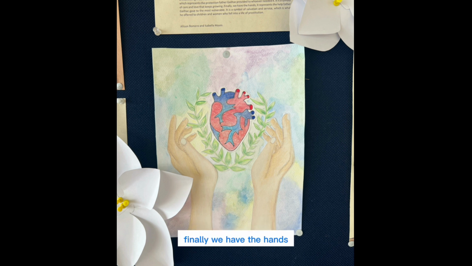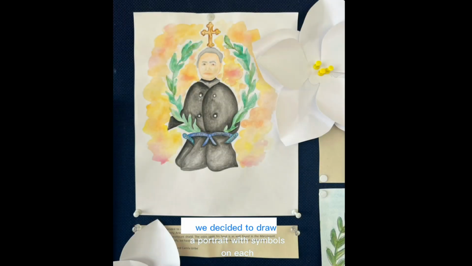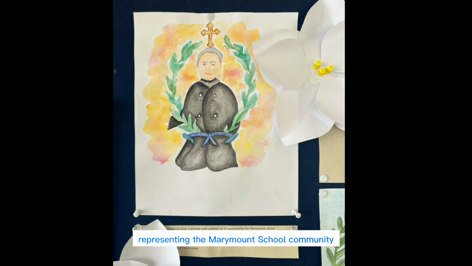Finally, we have the hands. They represent the help Father Gailhac gave to the most vulnerable. It's a symbol of salvation and service, which is what he offered to children and women who fell into a life of prostitution. We decided to draw a portrait with symbols on it representing the Marymount School community.